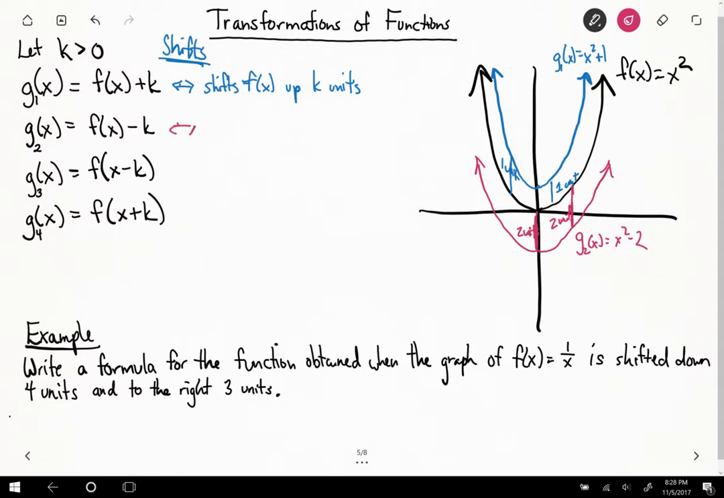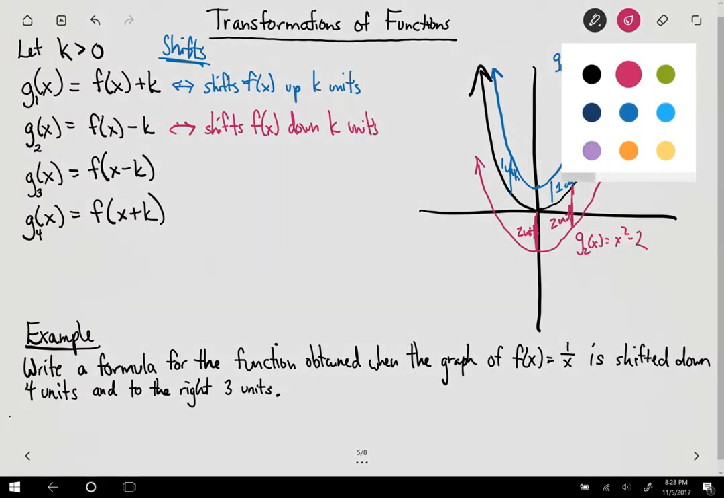So what's happened in general is if you have an f of x minus k, and I'm saying where k is greater than 0, so that when you're minusing k, it isn't a negative and a negative, is basically what we're trying to avoid. So this just shifts f of x down k units. Okay?